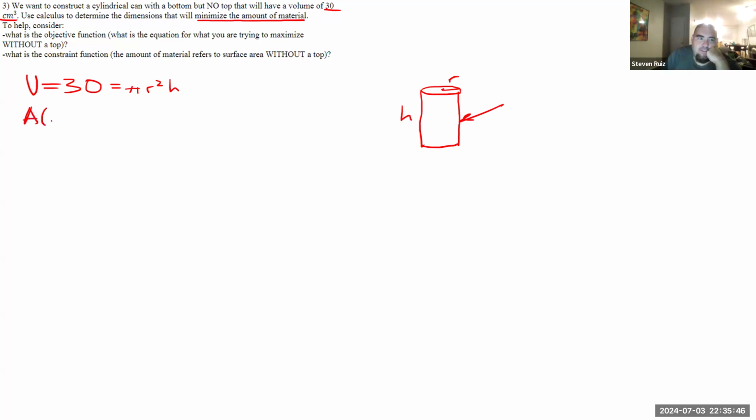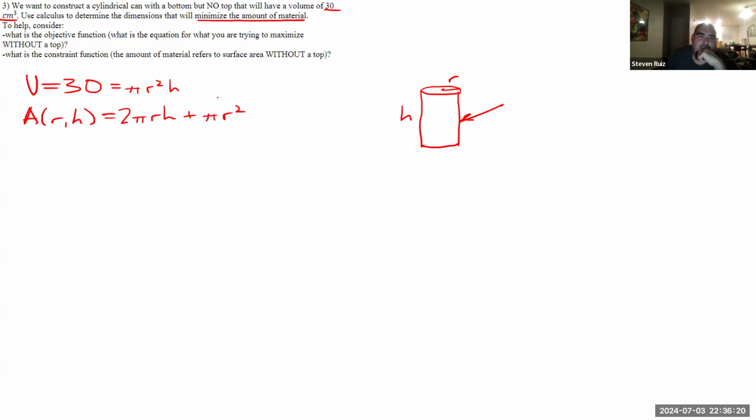Then the area in terms of radius and height: the area of the rectangle is going to be the height times the circumference of that circle, so that'll be 2 pi r h. Typically you would have to add 2 circular bases to get the full surface area. I don't have a top, so it's just going to be 1 circle, plus pi r squared. So this is the area in terms of radius and height. This is my objective, the thing I'm trying to minimize.